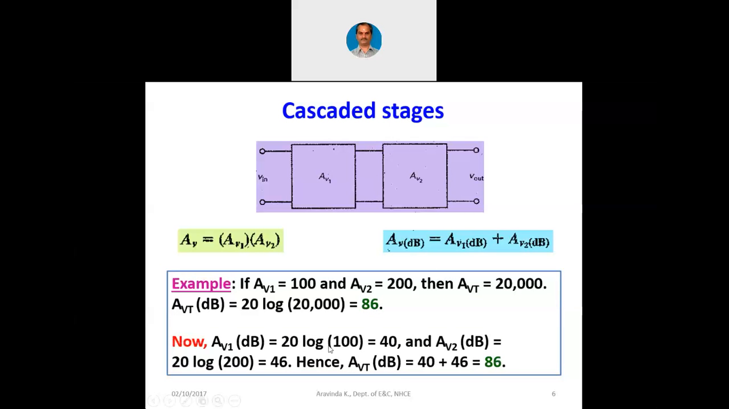Now, AV1 in dB is 20 log of 100, that is 40. AV2 in dB is 20 log of 200, that is 46. So, naturally, when we add it in the decibels, 40 plus 46 is becoming 86, which means multiplication in the normal terms is going to become addition in case of decibel terms. That is the idea here.